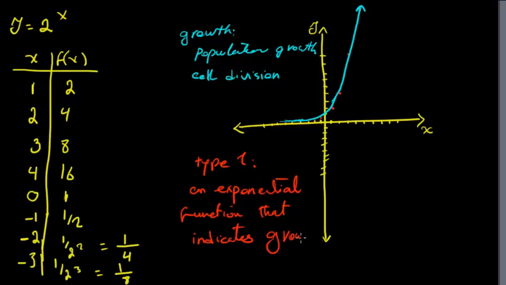Now let's use another example that shows decay or decline of the function, and it starts high above here and comes down to the right side on the x-axis. So let's try that one.